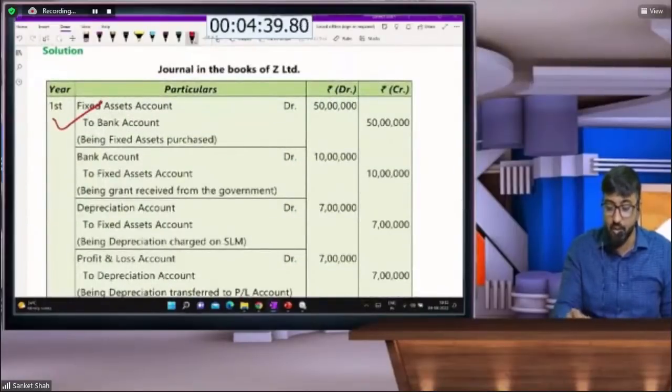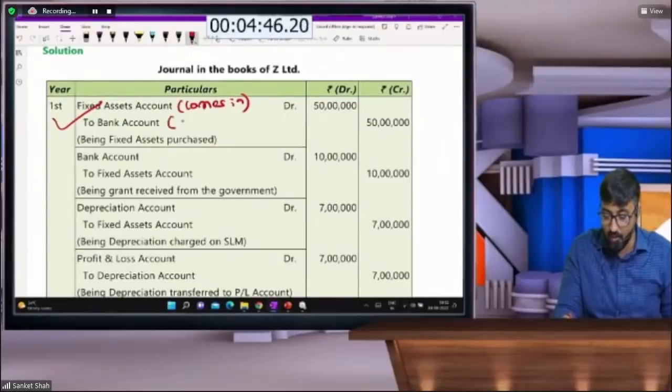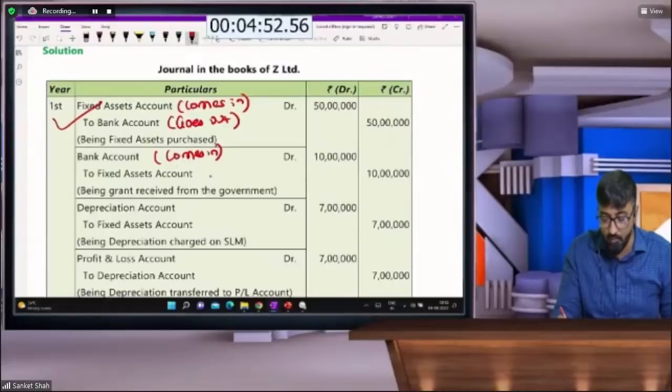So fixed asset to bank, you got the entry, fixed asset comes in and bank goes out, bank balance. Bank is a receiver or giver, bank is actually a personal account, cash or bank, and fixed asset goes out. So grant, you deduct it. So this is the option number 1.